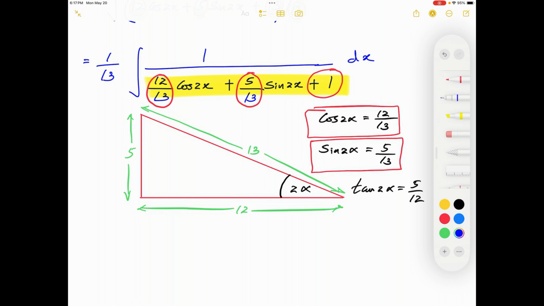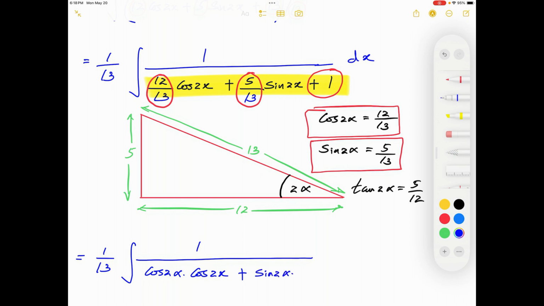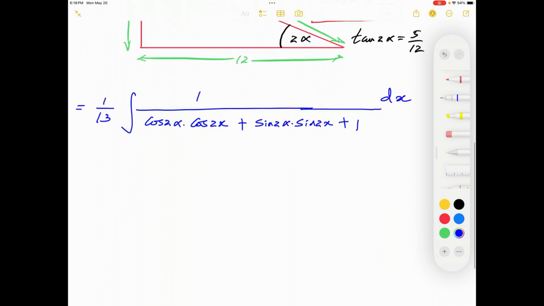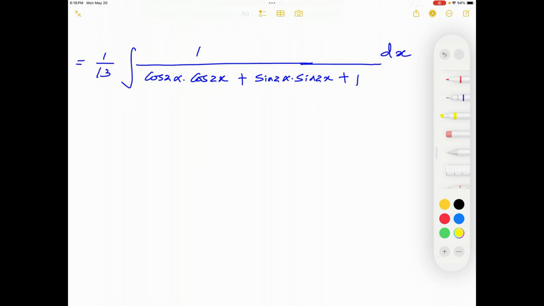Alright, now this integral has become equal to a 13th integration. On the numerator, I have a 1 divided by 12 over 13, which is going to be written as cosine 2 alpha, that times cosine 2x, plus 5 over 13, which is going to be written as sine 2 alpha, that times sine 2x. And don't forget, we have a plus 1. On the numerator, we also have a dx term. Alright, now look at the denominator of the integration once again.